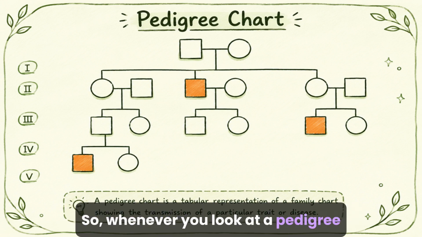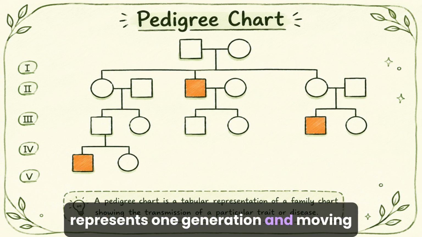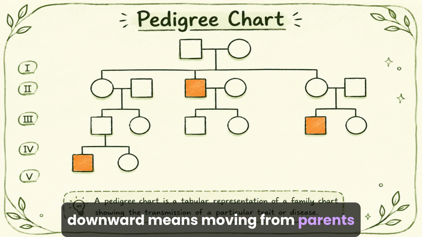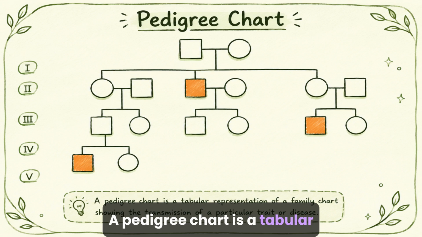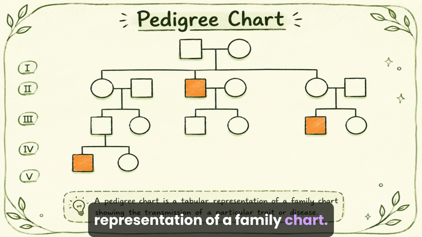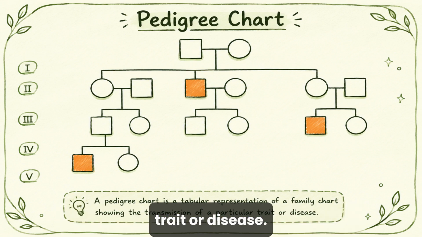So whenever you look at a pedigree chart, remember that each row represents one generation, and moving downward means moving from parents to children and then to grandchildren. A pedigree chart is a tabular representation of a family chart, showing the transmission of a particular trait or disease.